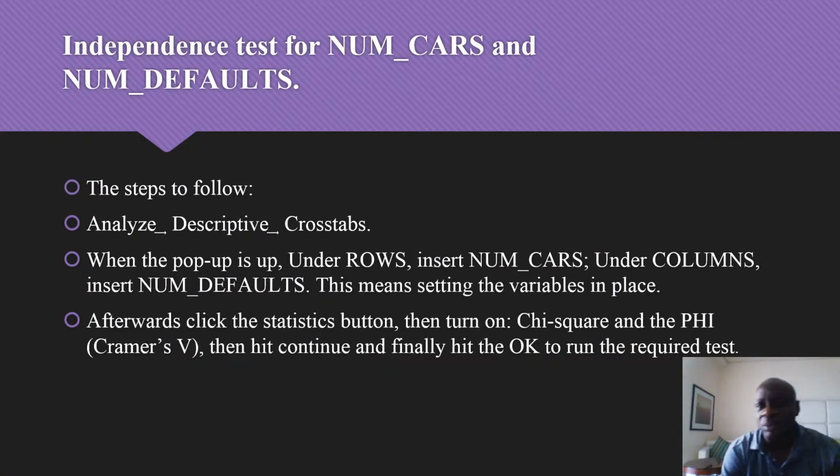Independent test for norm cars and norm defaults. The steps to follow are as follows, which I've already explained, but I'm going to go over it one more time: analyze, go to descriptive, then all the way to crosstabs. When it pops up, under rows, insert norm cars. Under columns, we're going to insert the norm defaults. This means setting the variables in place. Afterwards, click the statistic button, then turn on the chi-square and the phi, which is the Cramer's V, then hit continue, and finally hit OK to run the required test, which we've already carried out.